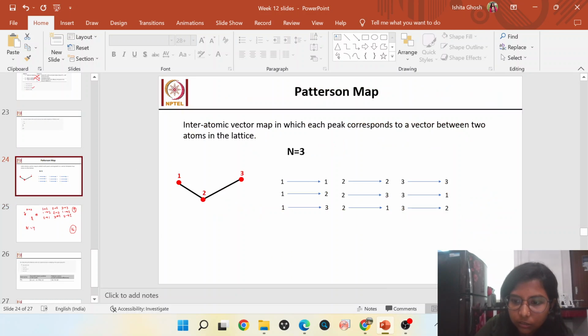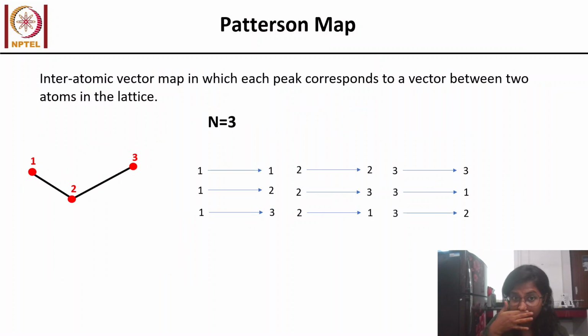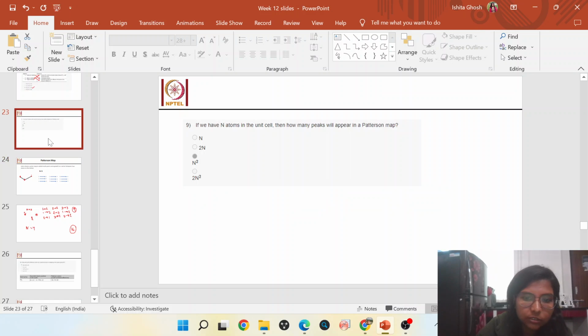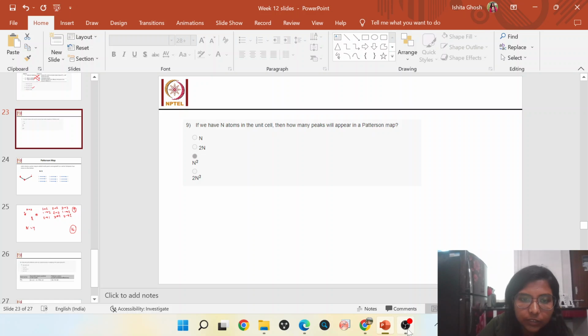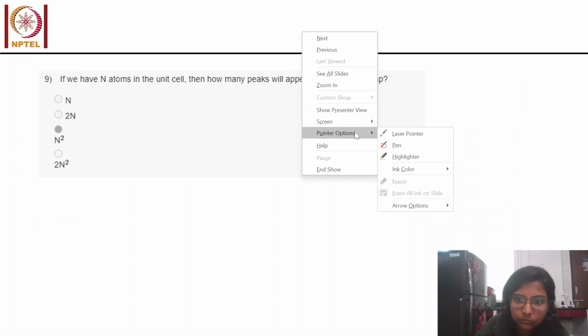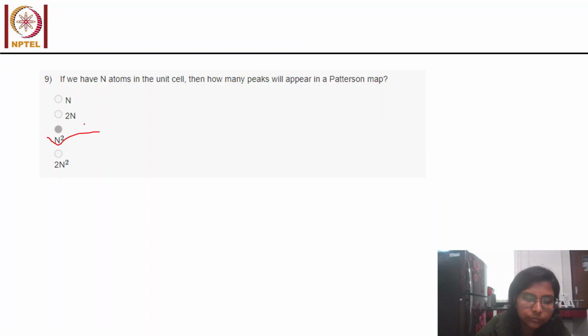So this is what I had prepared for the slide here, that the Patterson map is an interatomic vector map in which each peak corresponds to a vector between 2 atoms in the lattice. So the same thing I had written here. We get n square. So the question which we had was a direct simple question, that if we have n atoms in the unit cell, then how many peaks will appear in the Patterson map? So the answer will be n square. Okay.